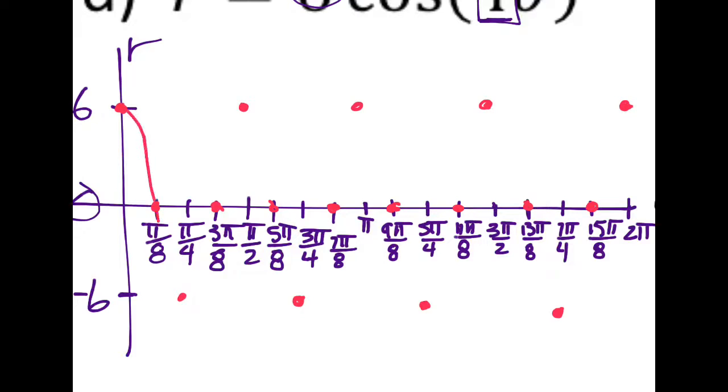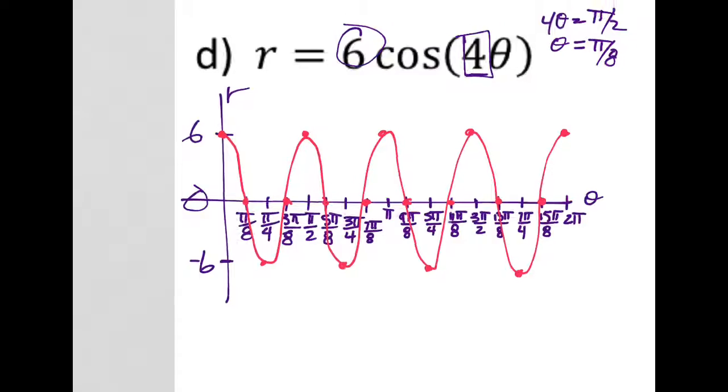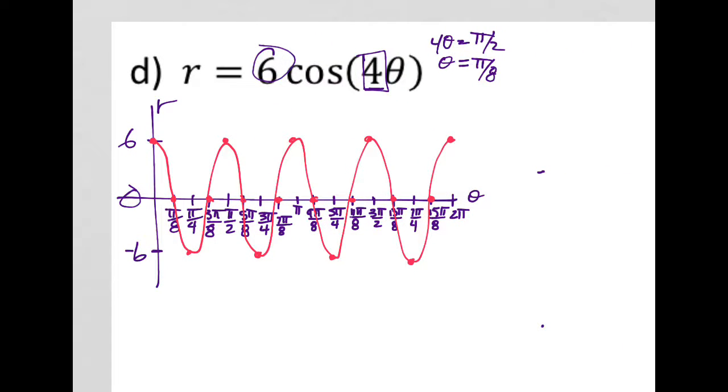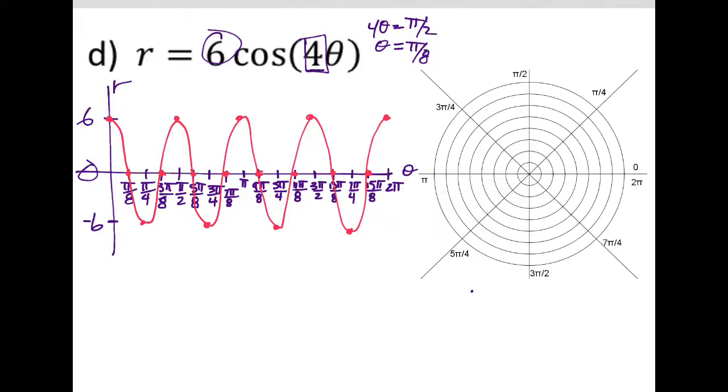Now I can sketch this curve in roughly. And this is very roughly. Not very pretty, but it tells us what we need to know. It's showing all 4 of those cycles between 0 and 2 pi, and it's going to allow us to use all of those values. So now let's transfer this to a polar curve.